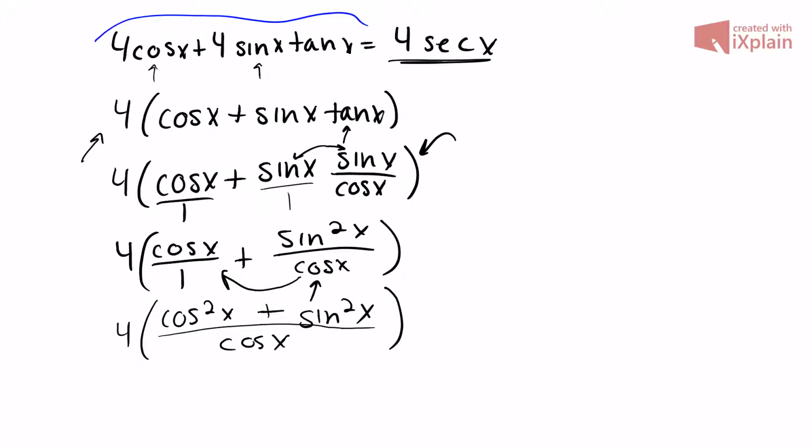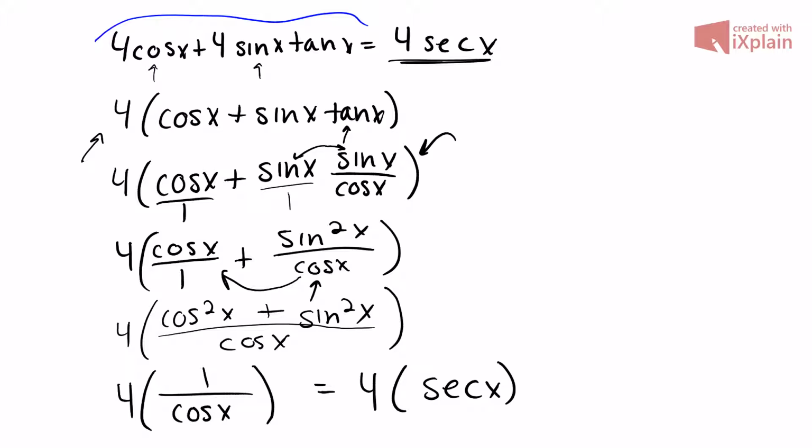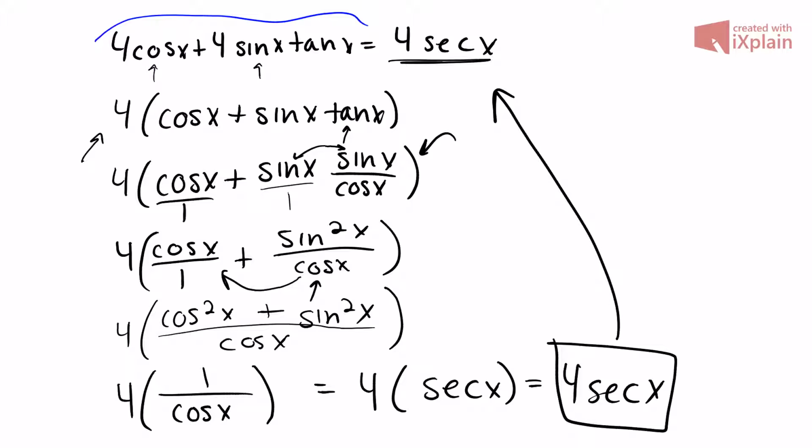Now, one thing that you guys should know, and you will learn it from your identities, is cosine squared of x plus sine squared of x is equal to 1. That's a trig identity. That's a very common one, so you should definitely know it. So we just substitute the 1 for it, and it's still over cosine of x. And 1 over cosine of x, if you don't know that, is secant of x. So look what we're left with. We have 4 multiplied by secant of x, and that is equal to 4 secant of x, which is our answer. So that is how you verify an identity.